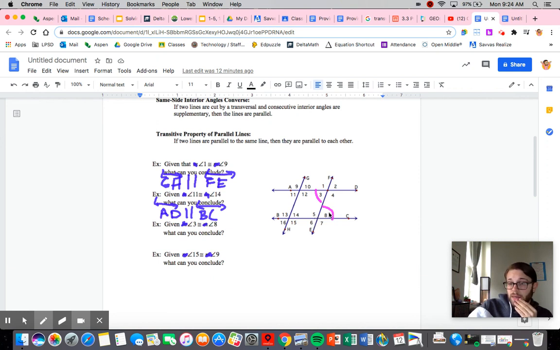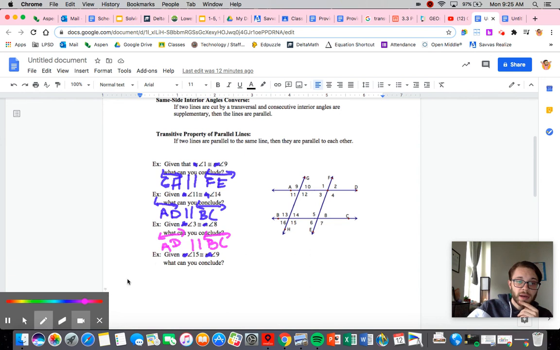However, we still can conclude the same thing, right? They're still alternate interior angles. They are congruent, and therefore, by the alternate interior angles converse, we can say that line AD is parallel to line BC. I'm sorry, I misspoke earlier when I said that the two lines were congruent. I meant to say that they are parallel, by the alternate interior angles converse.